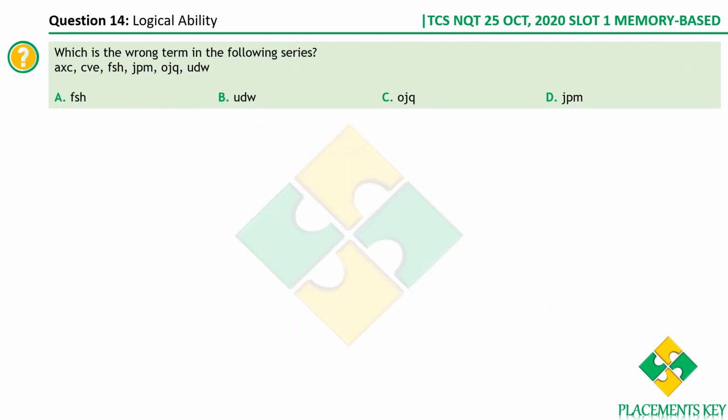What is the wrong term in the following series? Okay, so what is the series that we have? We have A, X, C, and then C, V, E, and we have F, S, H, and then J, P, M, O, J, Q, and then we have U, D, W.